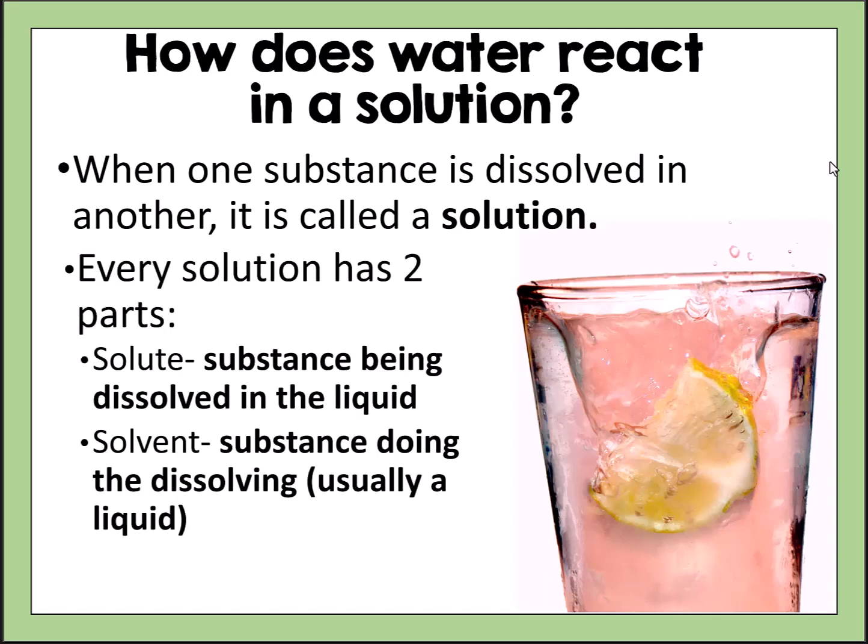And every solution has two parts: a solute, which is the substance being dissolved in the liquid, and then the solvent, which is the substance that's actually doing the dissolving or acting on the solute, and that's usually a liquid. So in our lemonade example here, if we used powdered lemonade, the powdered lemonade would be the solute that is dissolving, and the water would be the solvent that is acting on that solute.